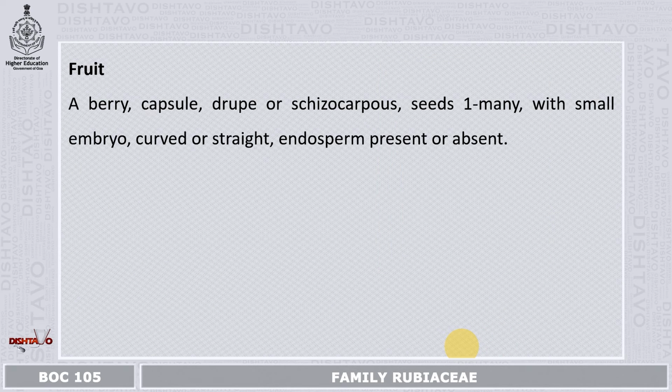Coming to the fruit character, the fruit is a berry or capsule or drupe or schizocarp, which means it falls between a dehiscent and indehiscent type of fruit. Seeds 1 to many with small embryo, curved or straight. Endosperm present or absent.